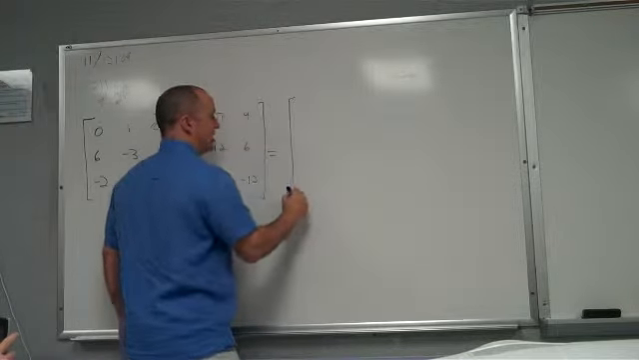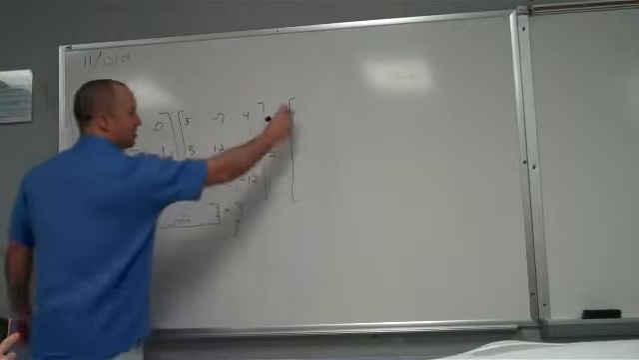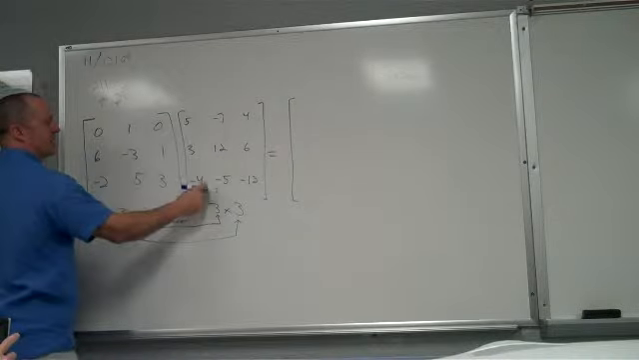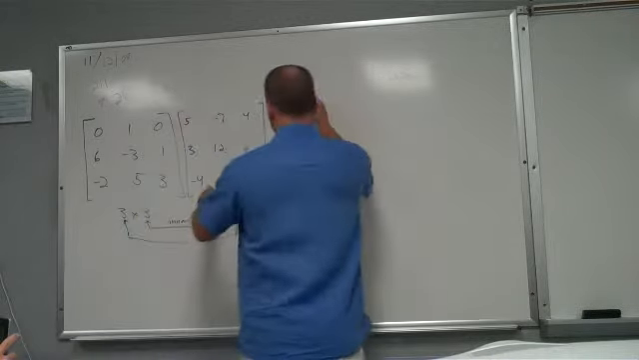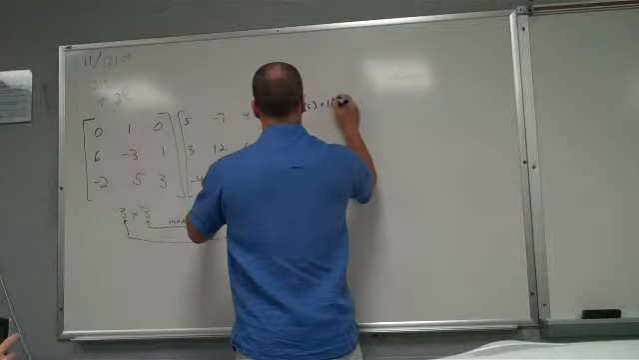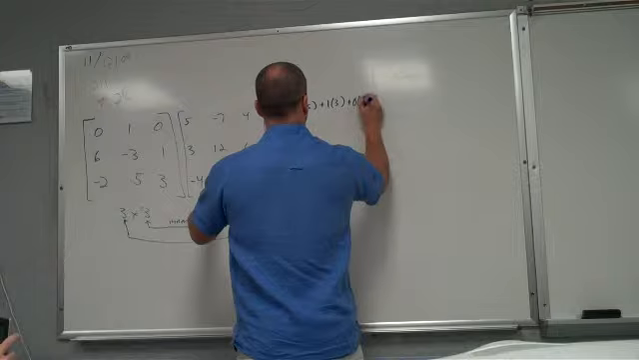To get the single number that goes in the row 1, column 1 spot, I multiply row 1 times column 1, each of the corresponding elements. So that's 0 times 5, plus 1 times 3, plus 0 times negative 4.